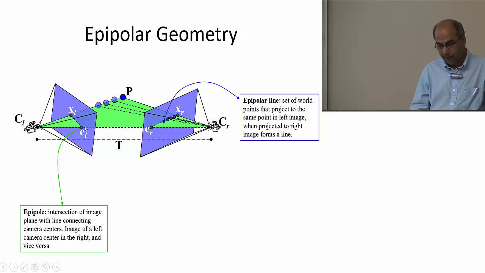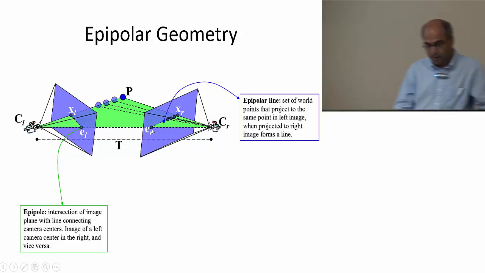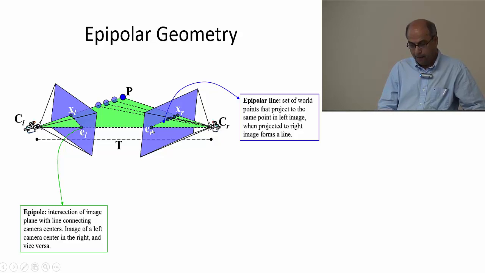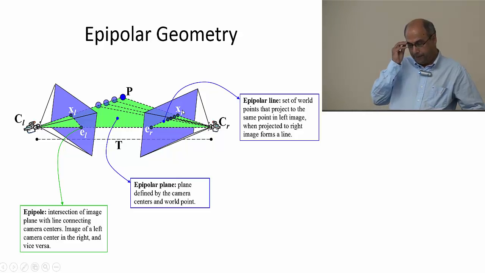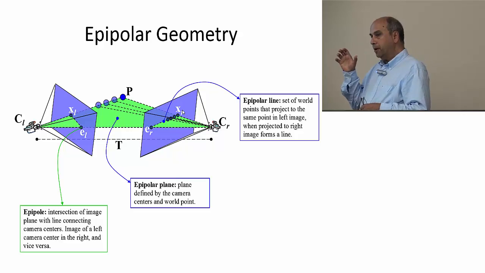So this line will intersect here and here. So these are the epipoles. And then the next thing is called the epipolar plane. So this is a plane which is formed from this point to this camera center and this camera center. This whole plane is called the epipolar plane. So these are the important concepts.